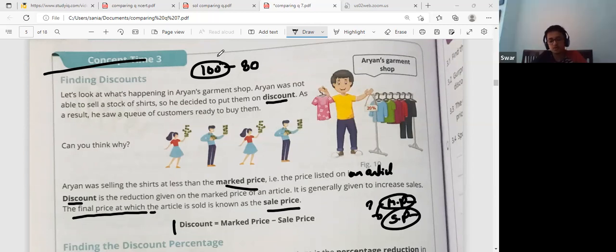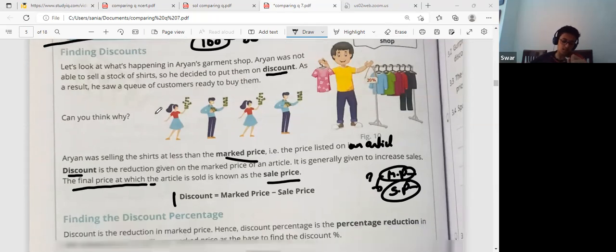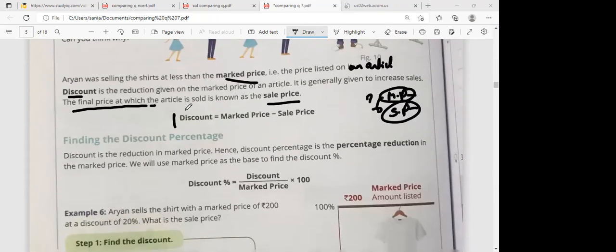Yes, I noted. Now, this is what you are going to see.